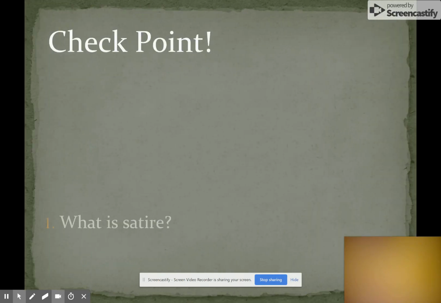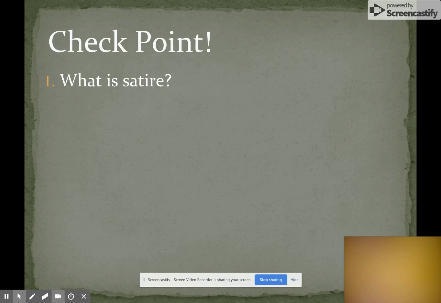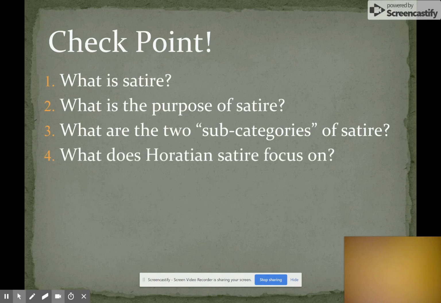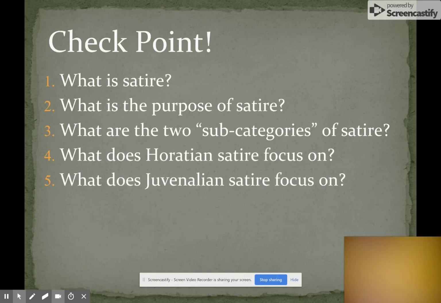All right, so take a moment. Look at your notes. What is satire? Do you understand what it is? Do you understand what the purpose of satire is? Do you understand the two subcategories of satire? Do you understand what Horatian satire focuses on? And do you understand what Juvenalian satire focuses on? Take a quick second, look it over, make sure you get it.